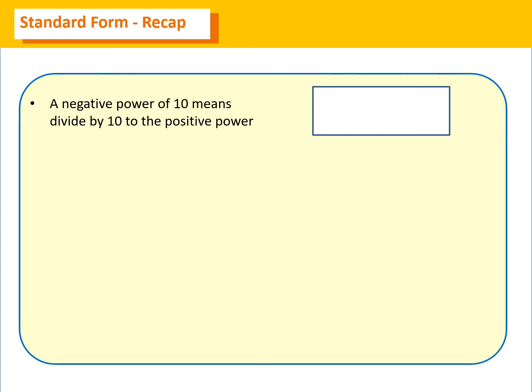So to recap on what we've done, a negative power of 10 means divide by 10 to that positive power. So in these two examples, in the first one, times by 10 to the negative 2 is dividing by 10 to the power of 2. And in part B, times by 10 to the negative 6 is dividing by 10 to the power of positive 6.